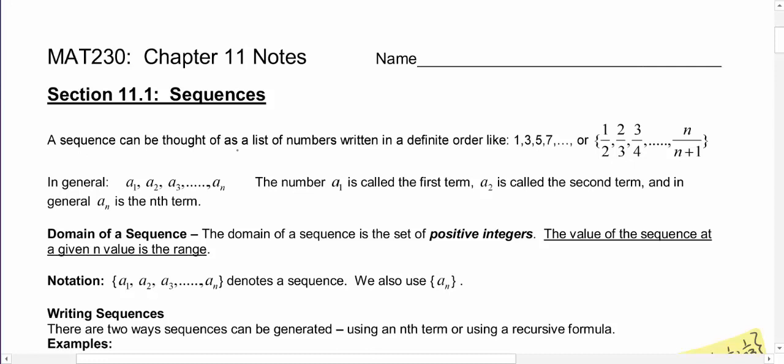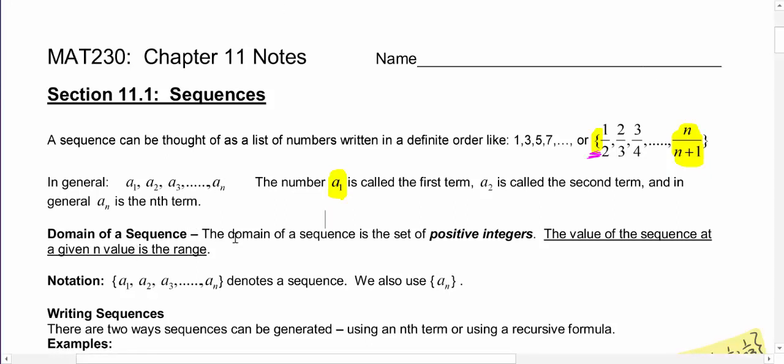A sequence can be thought of as a list of numbers written in a definite order, and we want to keep the order like it's shown. So 1, 3, 5, 7, or you'll notice here the bracket notation, which is a little bit different than the first way I wrote it: 1/2, 2/3, 3/4, and then at the end we have that nth term pattern. Now n doesn't necessarily have to represent that last term, it could represent any term in that sequence. So a sub 1 is typically called the first term, when n equals 1, but please do note that our first term does not have to be when n equals 1. It can be however we define it to be, and when we get to series, that will become important.